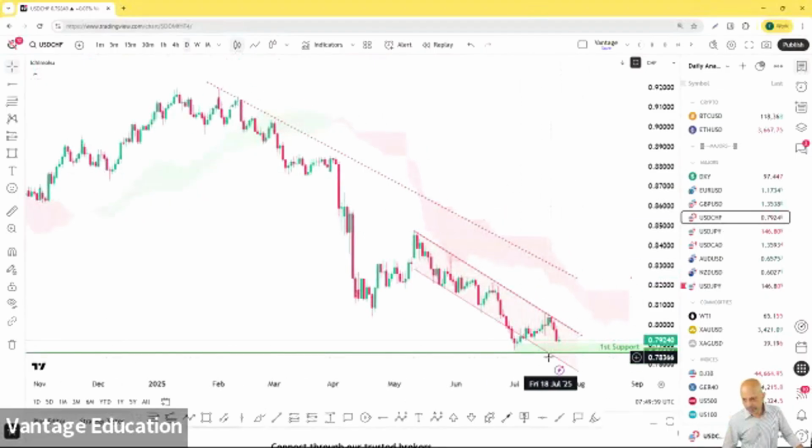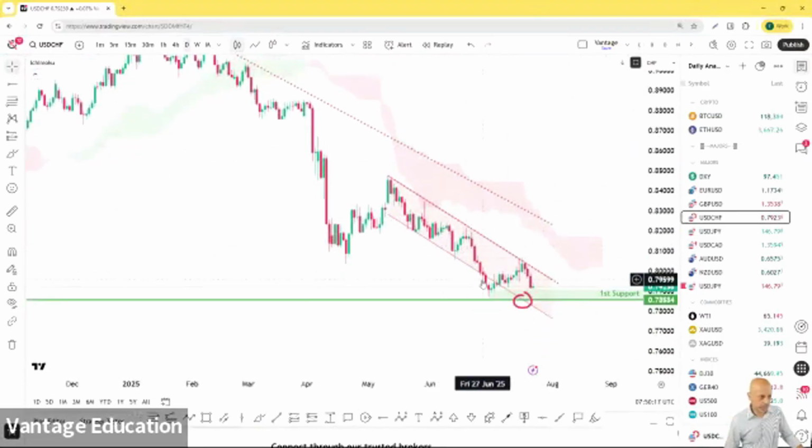And you can see here the intersection. And of course, we can also use the intersection of the first support, which is a multi-swing low level, and the lower trend line of the original channel as a potential target to exit.